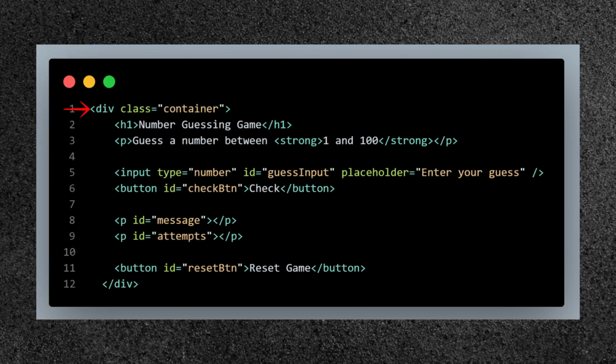We use a div tag to wrap everything. Inside the div tag, we use an h1 tag that shows the title. Then we use a p tag that tells the player to guess a number between 1 and 100. Then we use an input tag where the user types their guess. The check button will let us run our logic when clicked. The message and attempts p tags are used to show feedback and how many times the user has guessed. Lastly, we have a reset game button to start a new round.